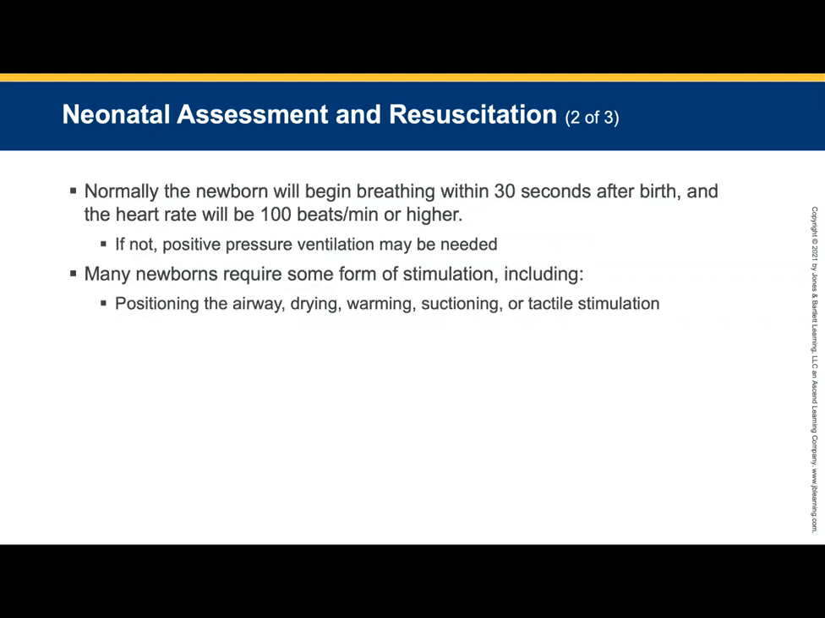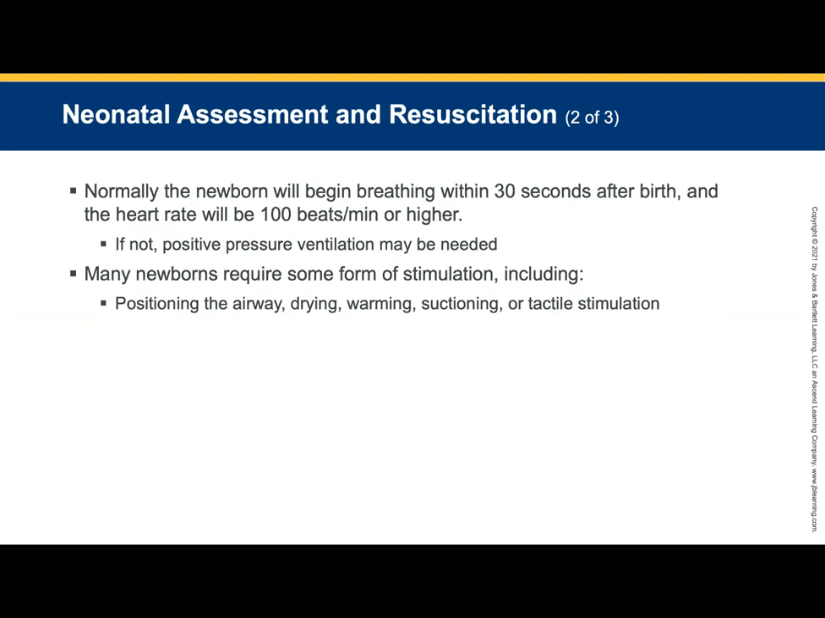Normally, a newborn will begin breathing 30 seconds after birth. Their heart rate should be above 100. Many newborns do require some form of stimulation to get them to breathe and begin circulating blood through their lungs, including positioning the airway into the neutral or sniffing position. If necessary, suction the mouth and then the nose. Vigorously dry the head, the body, the back. Rub the newborn's back and generally pat the soles of his or her feet. That will be tactile stimulation.